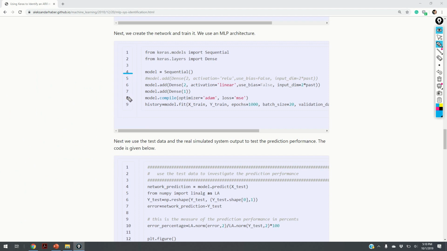The code lines from 4 until the code line 8 are used to define the network. Here we use linear activation function. We don't use bias. Here we set the input dimension. The input dimension is actually the number of elements in every row of the data matrix X. And in code line 8, we compile the network. The network is trained using the code line 9, and we record the training history.